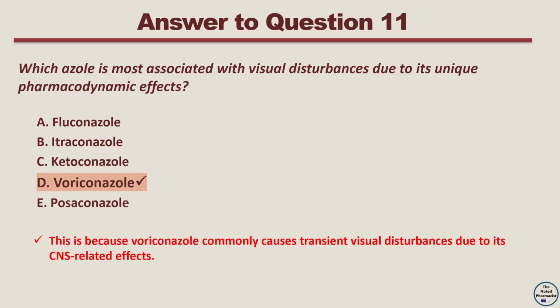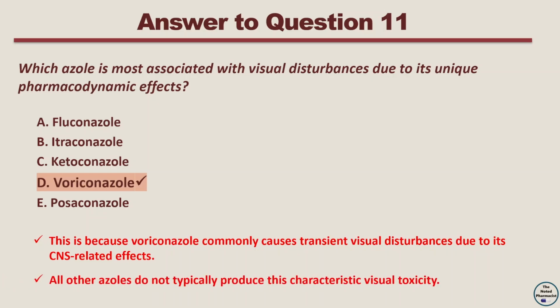The correct answer is option D, voriconazole. This is because voriconazole commonly causes transient visual disturbances due to its CNS-related effects. All other azoles do not typically produce this characteristic visual toxicity.